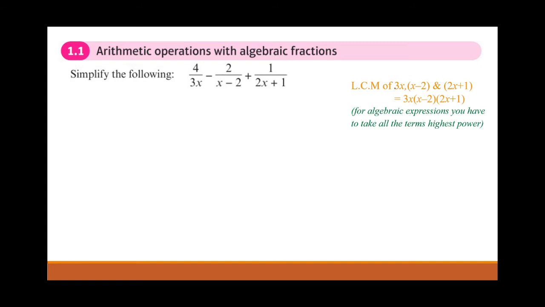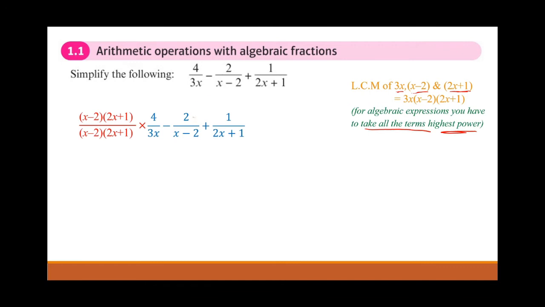So if you take the denominators here, we have 3x, x minus 2 and 2x plus 1. So taking all the terms, we will get all the three denominators in the LCM with the power 1 in all the terms. So your LCM is 3x, x minus 2 and 2x plus 1.